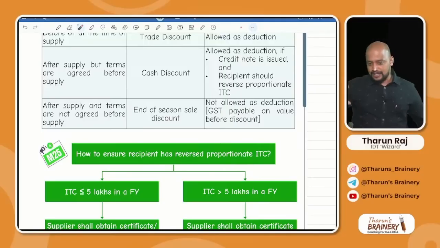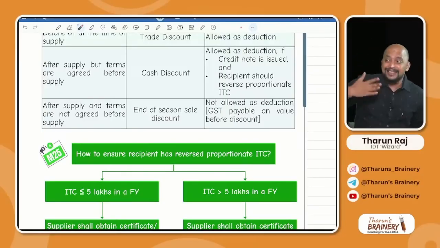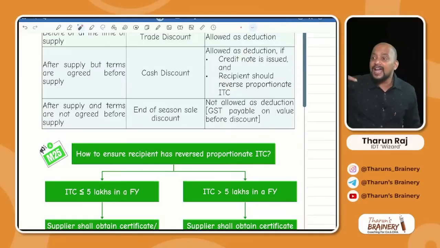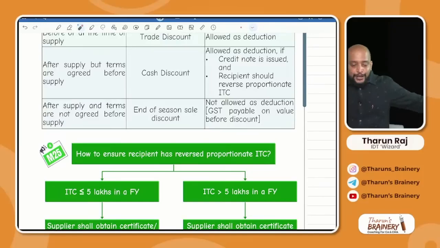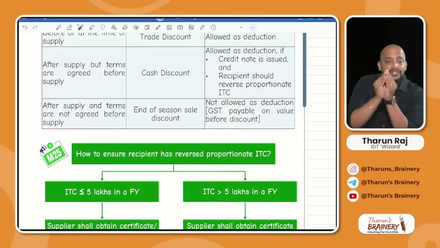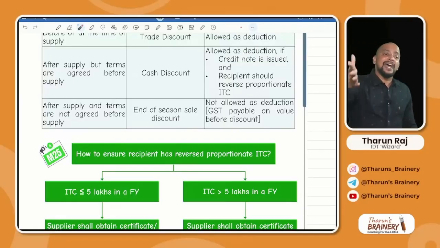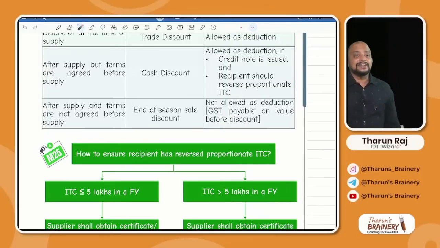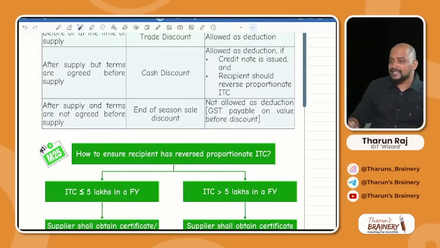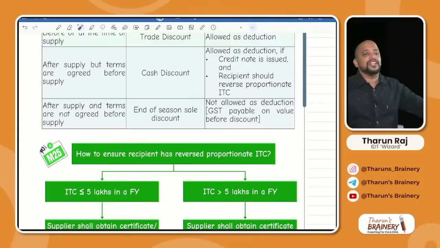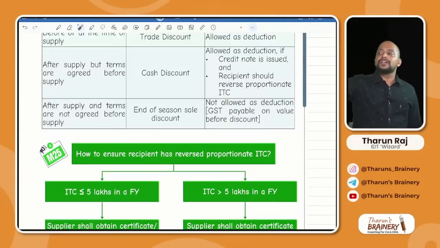They are telling first, if the recipient is required to reverse ITC of 5 lakh rupees against this supplier for a financial year, I may give 100 credit notes. Cumulatively, across all these 100 credit notes in a financial year, the ITC component that the recipient should reverse is up to 5 lakhs. Ask him to give a declaration. The recipient will give a declaration to the supplier that the recipient has reversed the ITC. When should the declaration be given? After the financial year gets over, he will give the declaration.